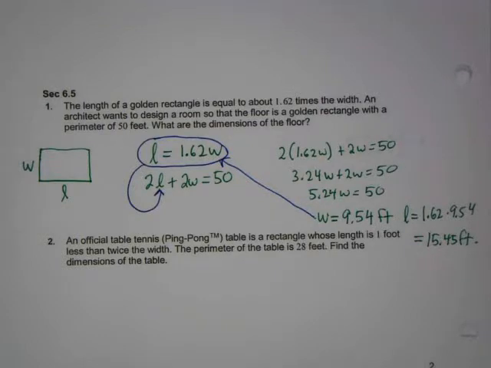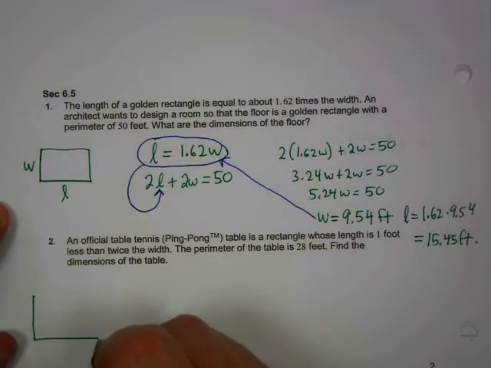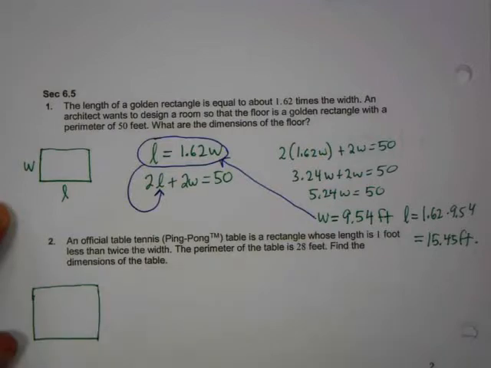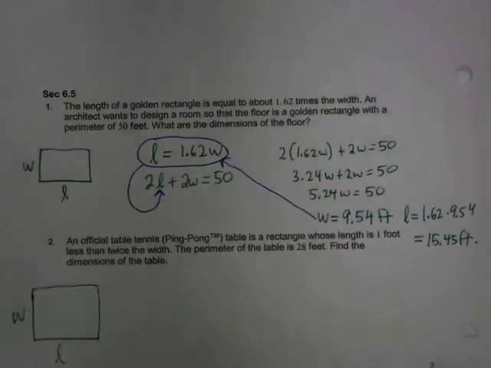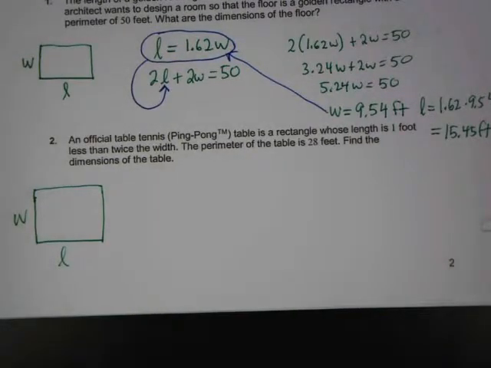An official table tennis, also known as ping pong table, is a rectangle whose length is 1 foot less than twice the width. The perimeter of the table is 28 feet. Find the dimensions. Okay, so once again, we're trying to build a rectangle. And we have length and we have width. So once again, we're trying to find two things. I need two equations. Anybody got an equation for me?